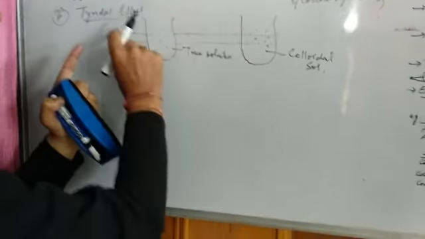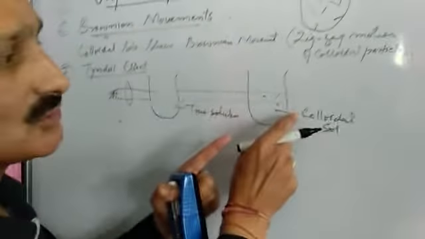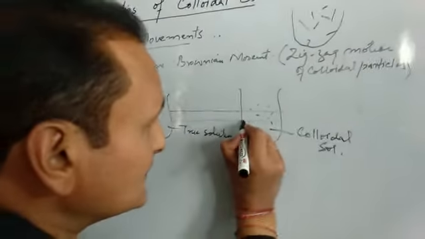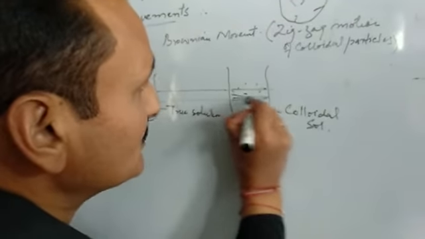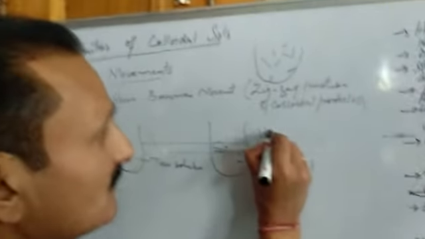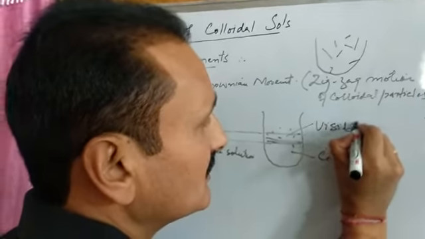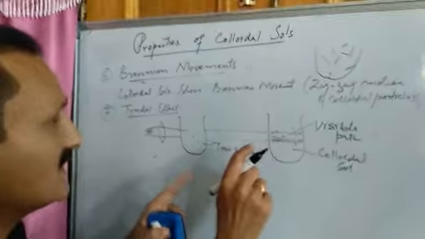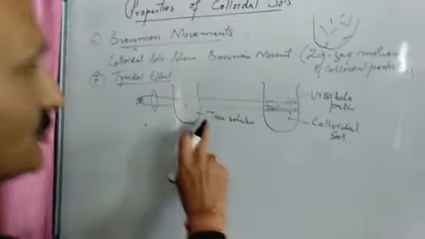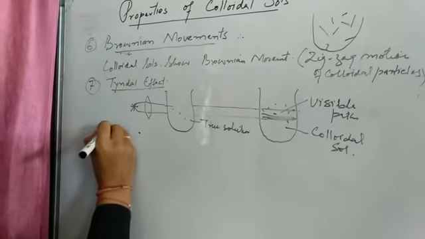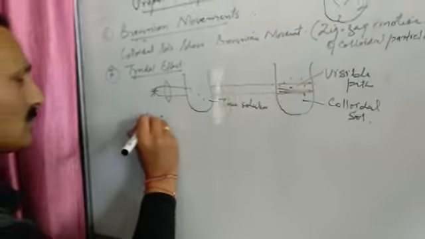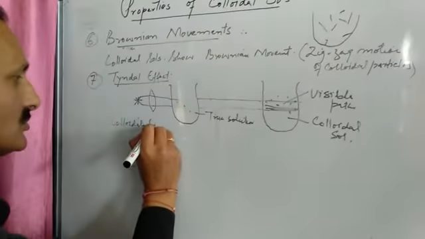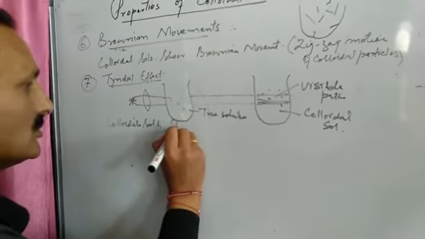But when the same beam of light is allowed to pass through the colloidal solution, what happens? This path is visible. This is the visible path. We can quite clearly see the path of the light, and this effect is known as Tyndall effect. Now, true solutions do not show Tyndall effect, while our colloidal solutions show the Tyndall effect.